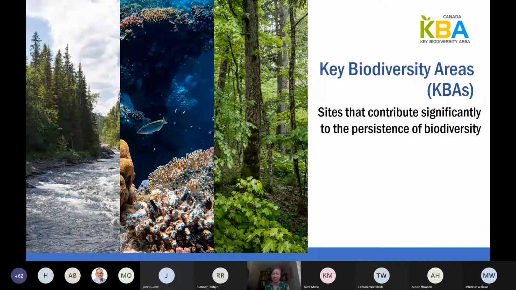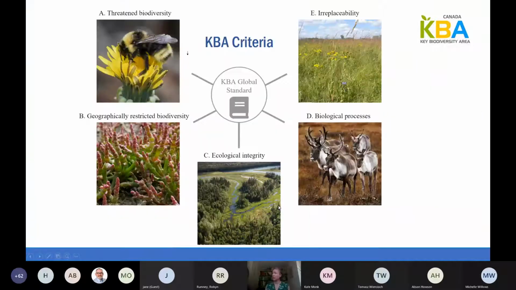So we'll talk a little bit about the criteria in a second, but it's something very specific. It's not a general idea of identifying places of importance for biodiversity. There are several criteria, and I think Robin might get into these in more detail, but just to say that key biodiversity areas are not about only species at risk or species even, but they're actually able to capture species at risk, threatened species, but also threatened ecosystems, geographically restricted species and ecosystems.